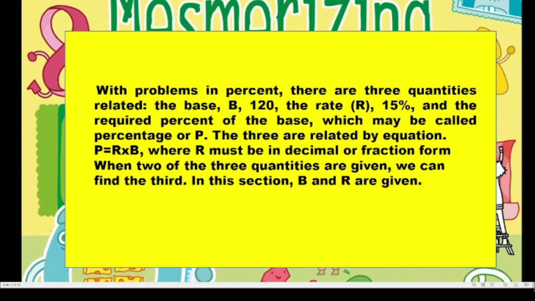With problems in percent, there are 3 quantities related. The base, B, is equal to 120. The rate, R, is 15%, and the required percent of the base, which may be called percentage or P. The 3 are related by the equation P is equal to R times B, where R must be in decimal form. When 2 of 3 quantities are given, we can find the third. In this section, B and R are given.